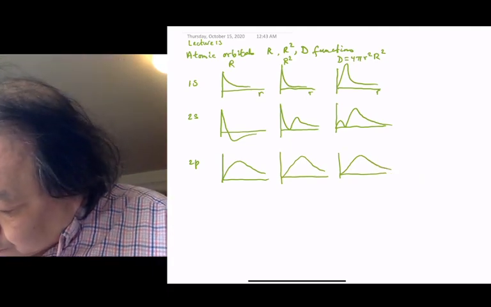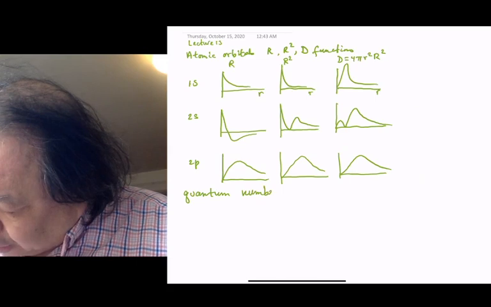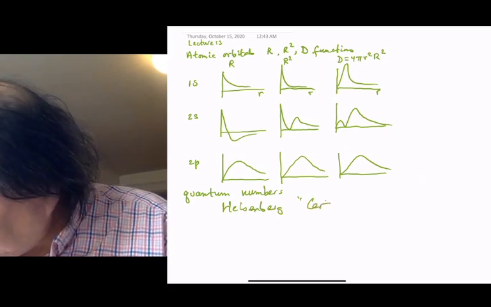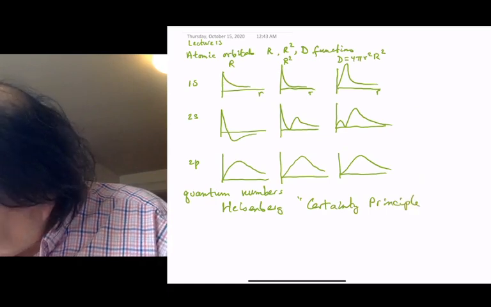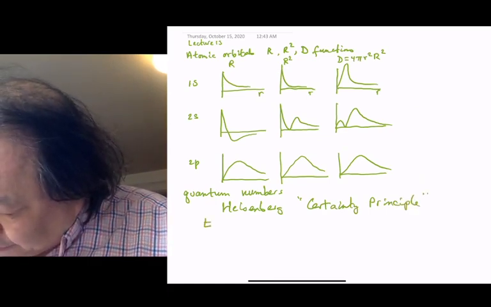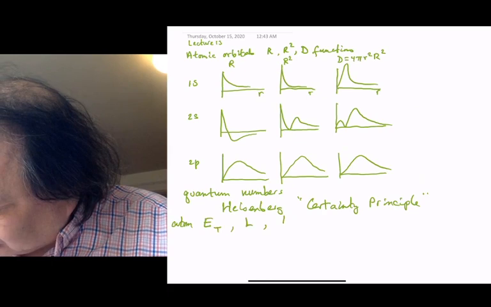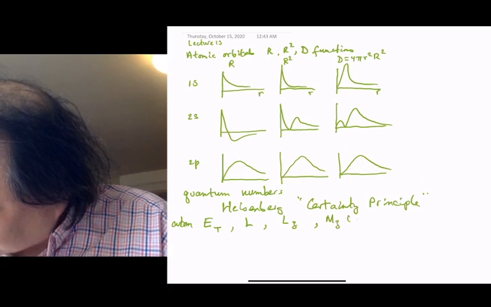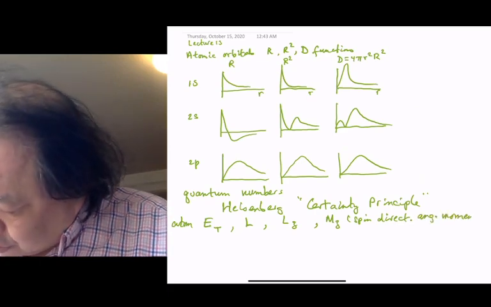Then we have the quantum numbers. Due to the Heisenberg uncertainty principle, what I call the certainty principle, which is actually even more important to us than the uncertainty principle in Chem 2070, you can know E for an atom, total energy, total angular momentum, directional angular momentum, and you can know Ms, spin directional angular momentum. You can know these simultaneously.